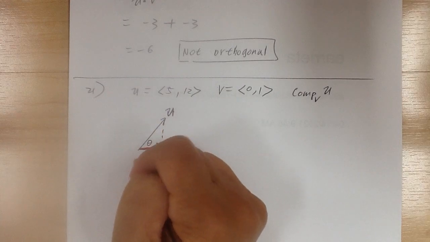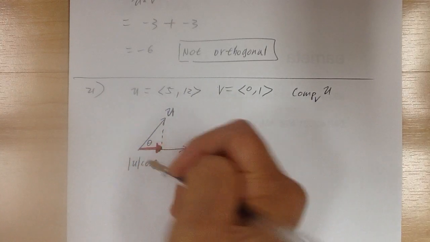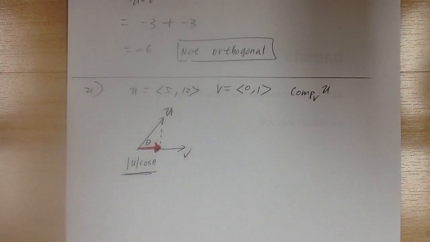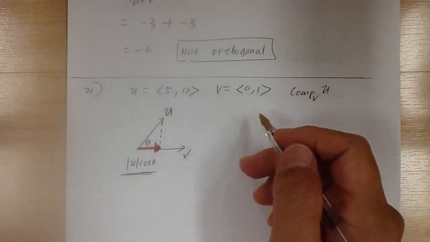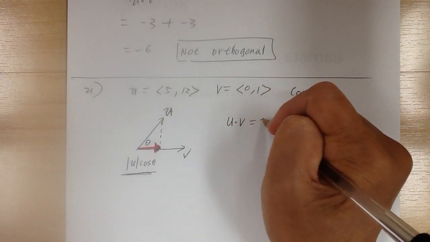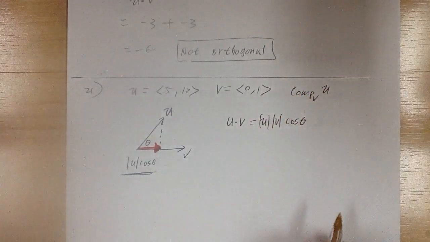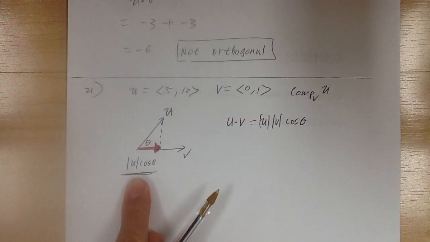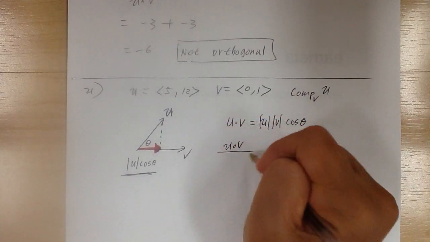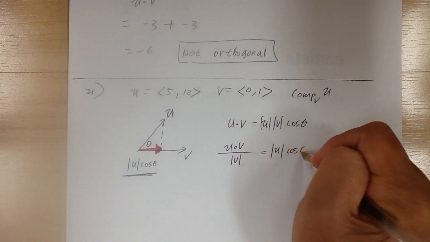So this would be equal to u cosine theta. That's what you're looking for. Again, you start with your formula, u dot v equals u v cosine theta. And since you're looking for this, that means you have to divide by v. So u dot v over v will equal u cosine theta.